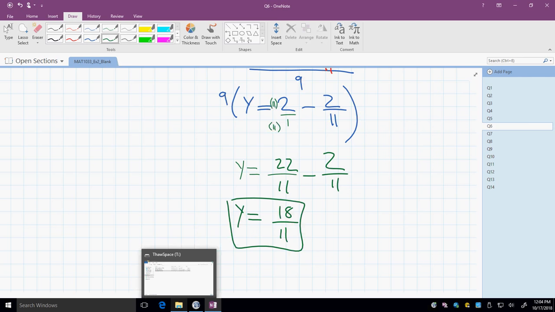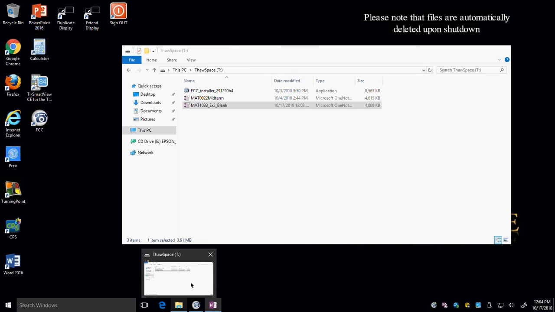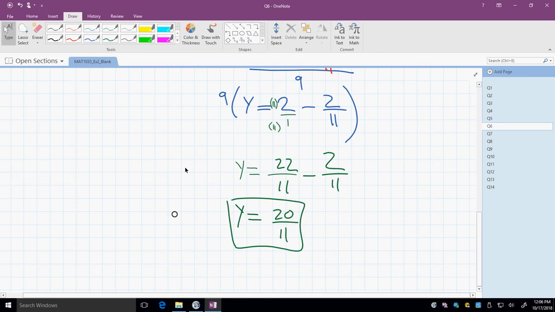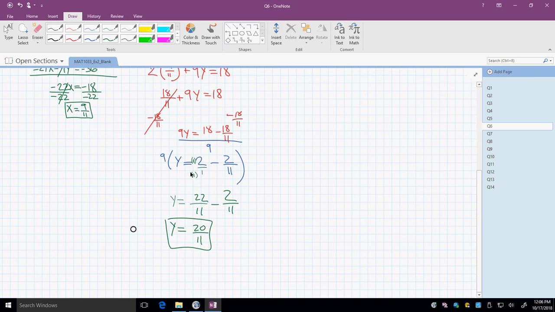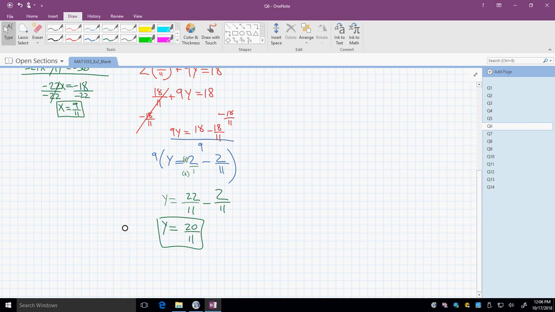It's 20. Why? When you divide 22 divided by 11, isn't it 2? Let me see if I can make it smaller so we can see. No, we are not dividing. Remember we were here, right?